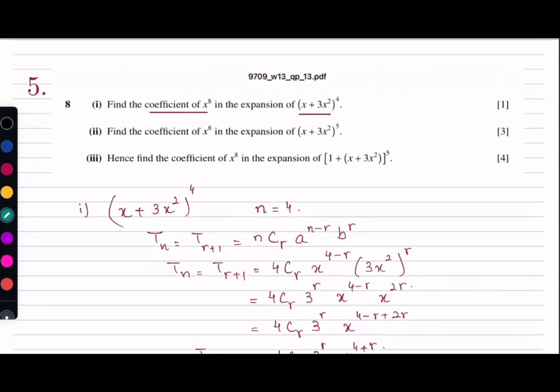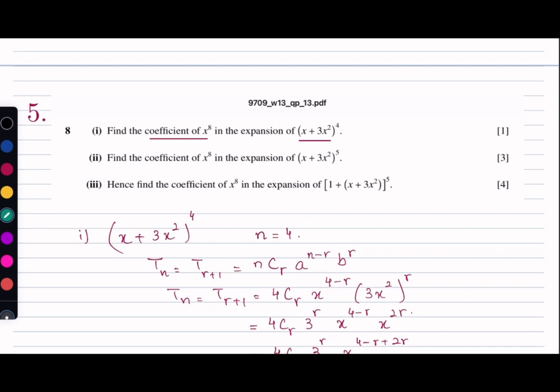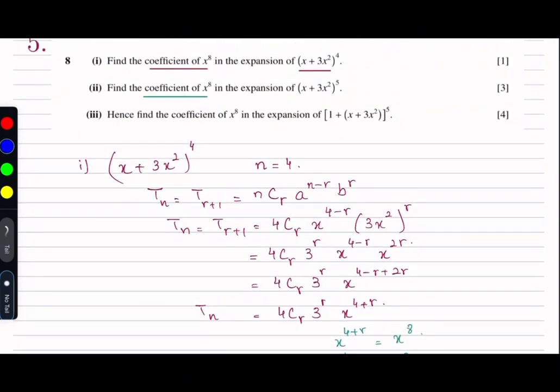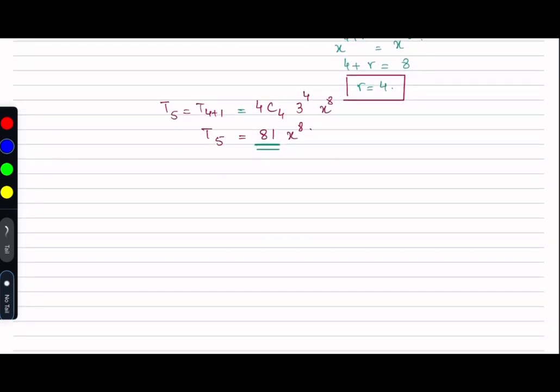Now let's do the second part. The second part says find the coefficient of x to the power 8 in the expansion of (x + 3x²)^5. The only difference that we see here between part 1 and part 2 is that they are again asking for the coefficient of x to the power 8, the same coefficient, but now the n value here is different. The n value here is 5. That means I should be replacing n by 5 here. So it's (x + 3x²) to the power 5.